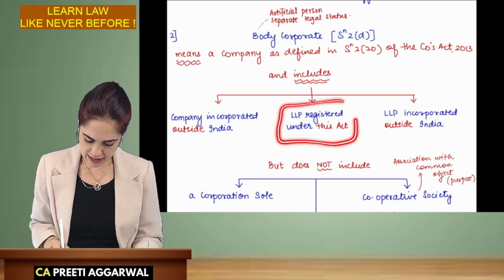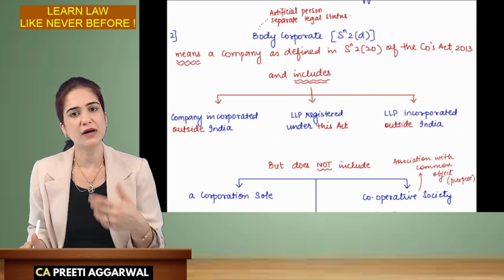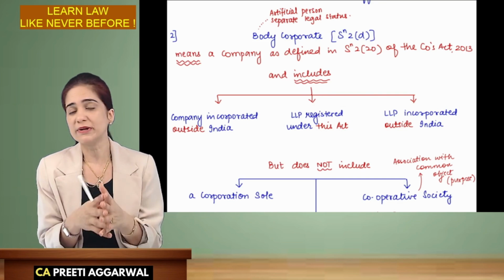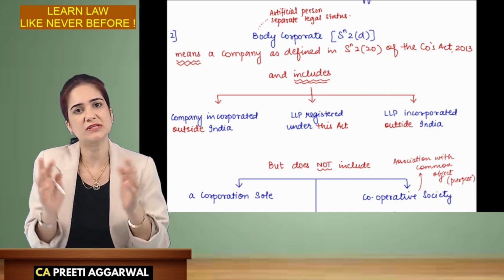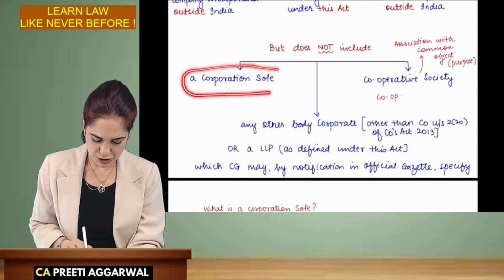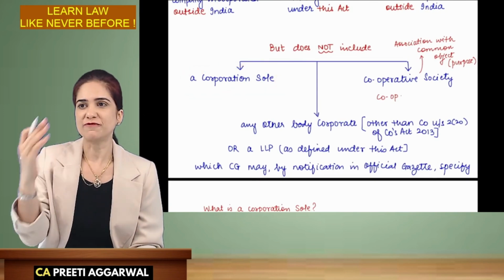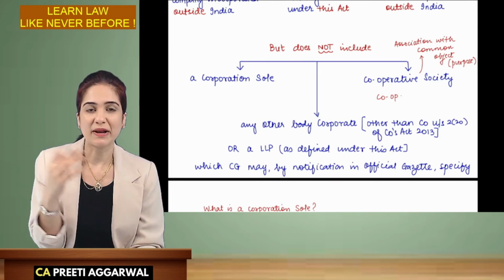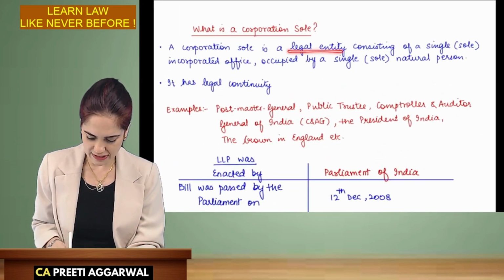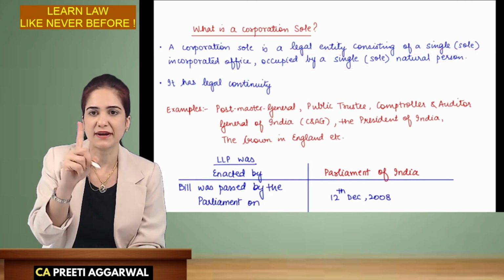It includes LLPs which are registered under this Act and the LLP registered or incorporated outside India. It's a body corporate. Any legal person. Incorporation doesn't matter. Any legal person is a body corporate. But it does not include a corporation sole. What is the meaning of corporation sole? Sole means single. Like the office of the Queen, the President's office. So, corporation sole is a legal entity consisting of a single or sole incorporated office occupied by a single natural person.